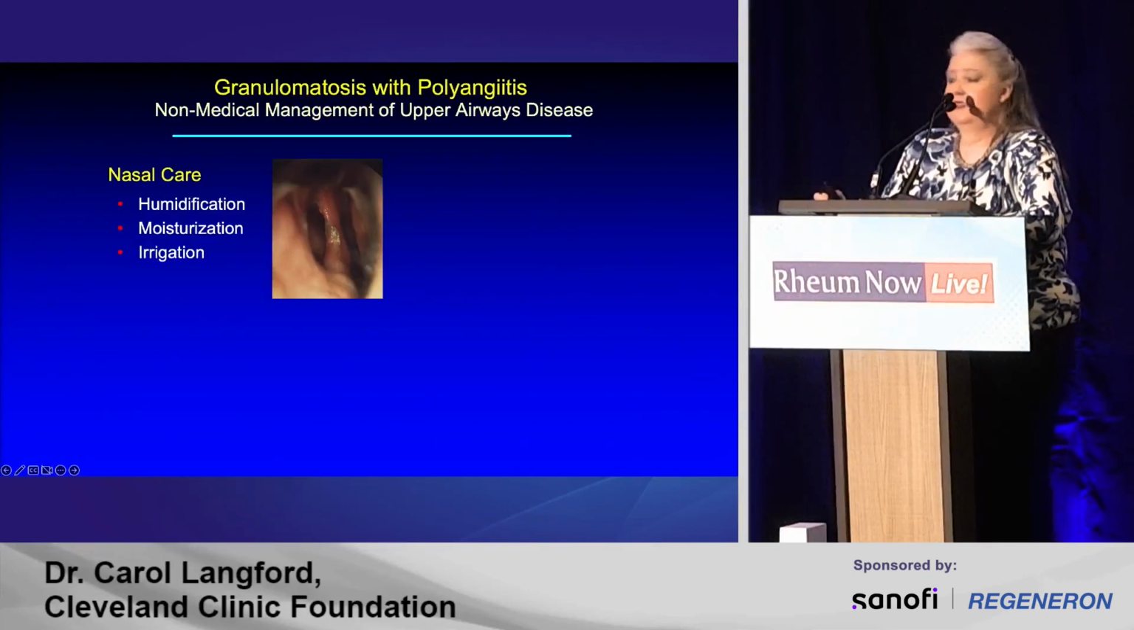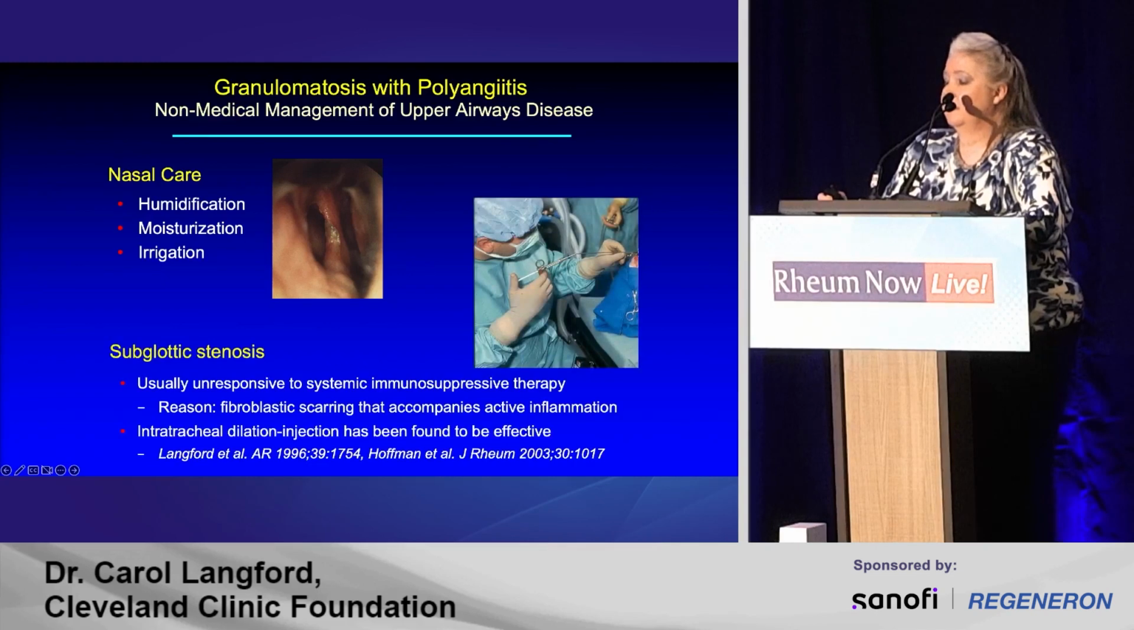Now, I just want to briefly touch on the fact that not all treatment is involved around immunosuppression, and there are important non-medical management options with upper airways disease. Humidification, moisturization, and irrigation are critical in patients who have sinonasal disease and are often underutilized. In the setting of patients with subglottic stenosis, an intratracheal dilation technique done in coordination with our ENT colleagues is important because this is typically unresponsive to systemic immunosuppression due to fibroblastic scarring.